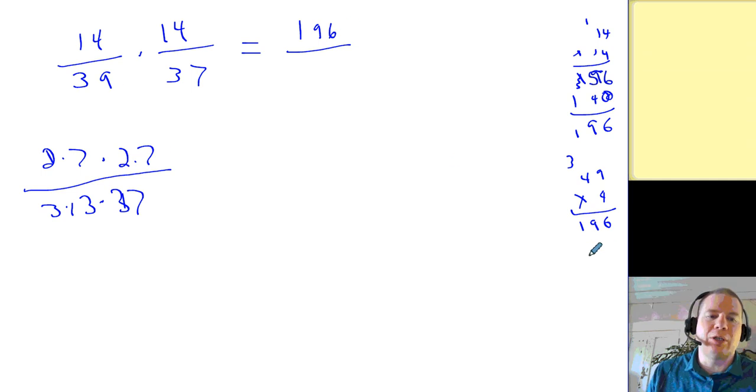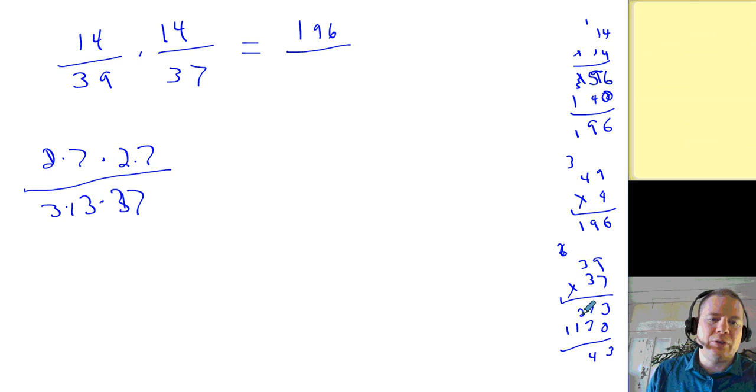Down here, 39 times 37. I'll just do it that one way. 7 times 9 is 63. 21 plus 6 is 27. 3 times 9 is also 27. 3 times 3 is 9, 10, 11. 7 and 7 is 14. 1, 2, 3, 4. 14, 43.